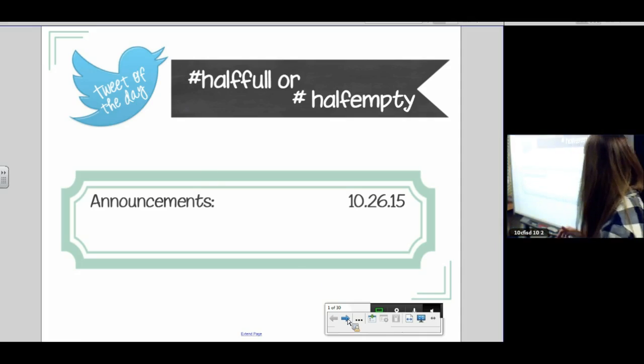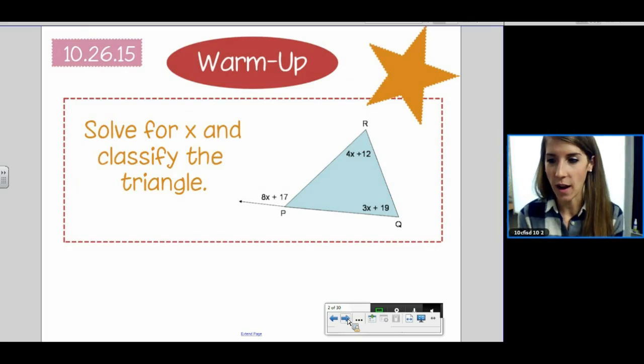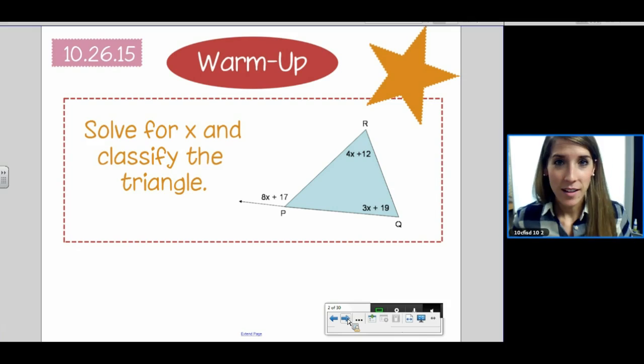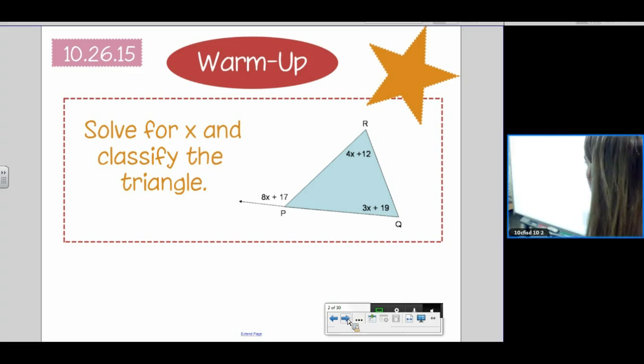All right, here is your warm-up of the day. We learned a theorem on Friday. It was called the exterior angle theorem. And that theorem said that the sum of the remote interior angles equals the exterior angle. So go ahead and use that new theorem and solve for x in this warm-up. You can pause the lesson to give everyone time to set it up, but I'll go ahead and start working it.